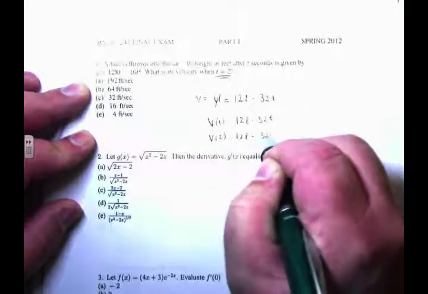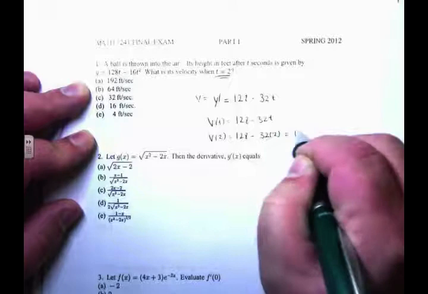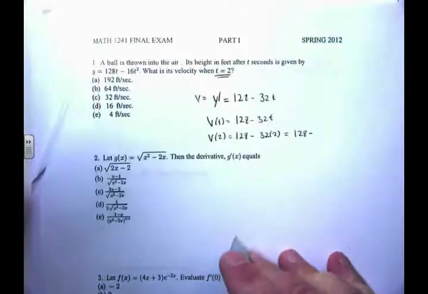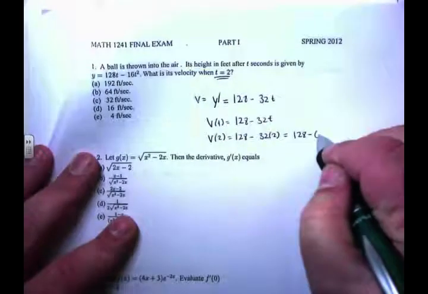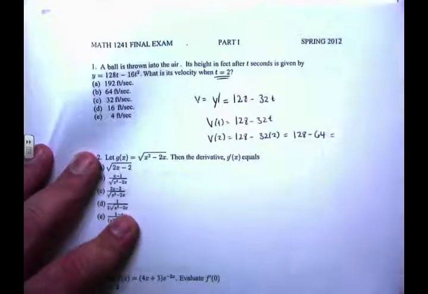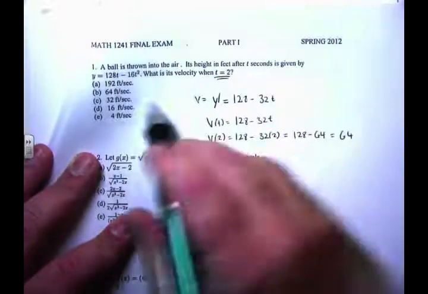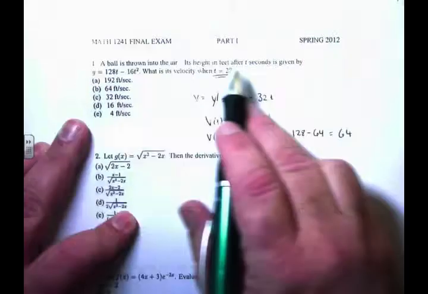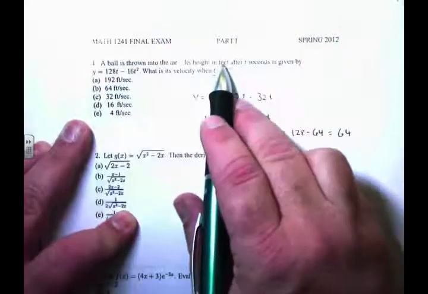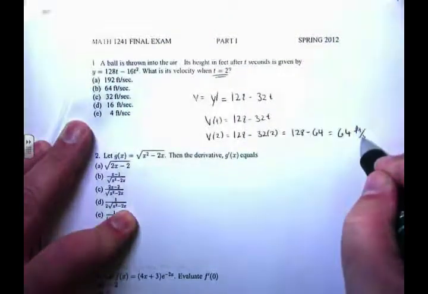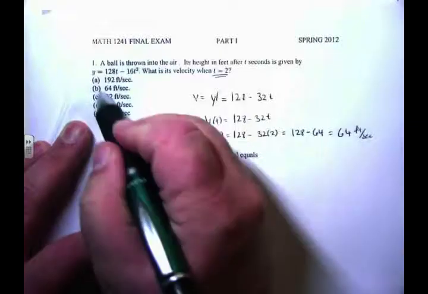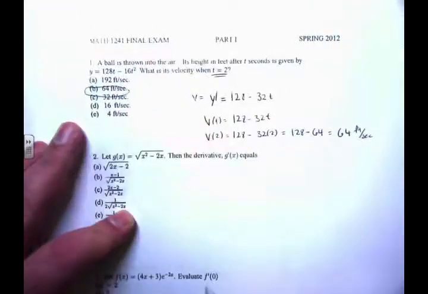128 minus 32 times 2. Well, this is 128 minus... okay, remember, no calculator, so you actually have to know some arithmetic. What is 32 times 2? 64. And what is 128 minus 64? 64 itself. And that would obviously be that time is measured in seconds and height is measured in feet, so this is velocity, feet per second, so the answer is B.